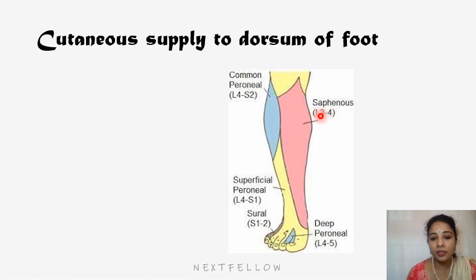So the cutaneous supply: the yellow colored one is the lateral compartment. This is the medial side, this is the lateral side. The upper part of the leg is supplied by the common peroneal nerve. Superficial peroneal nerve, with the root value L4 to S1, supplies the dorsum of the foot and the lateral part of the lower third of the leg. The lateral side of the foot is supplied by the sural nerve, and the medial side and anterior side of the leg is supplied by the saphenous nerve.